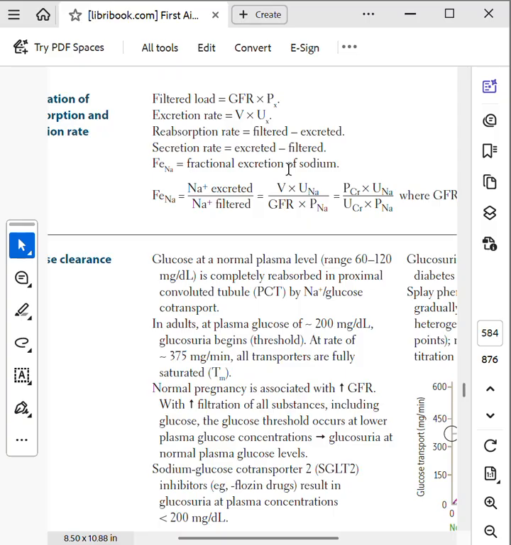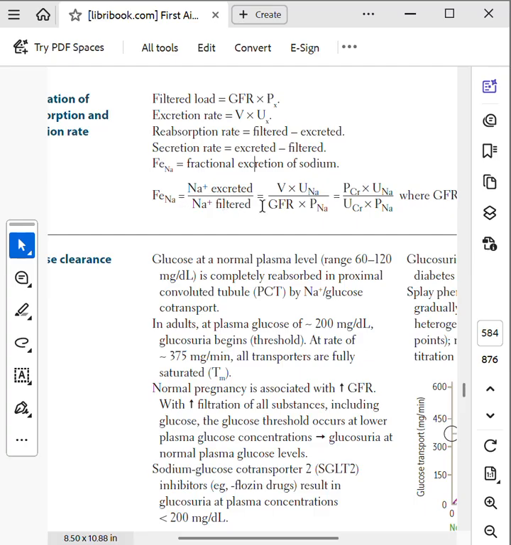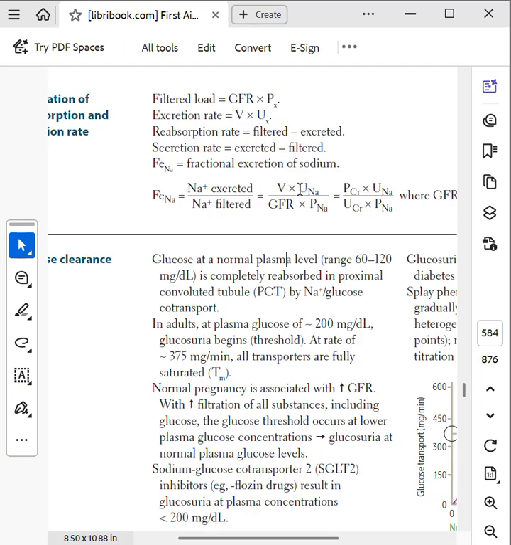Fractional excretion of sodium is very important. In this, we divide the sodium excreted by the sodium filtered. So basically the fractional excretion of sodium is the excreted sodium divided by the filtered sodium. How will you calculate the sodium excreted? You will basically use this formula: the flow of urine multiplied by the concentration of that substance in the urine, divided by the filtered sodium, basically the GFR into the plasma concentration of the sodium.